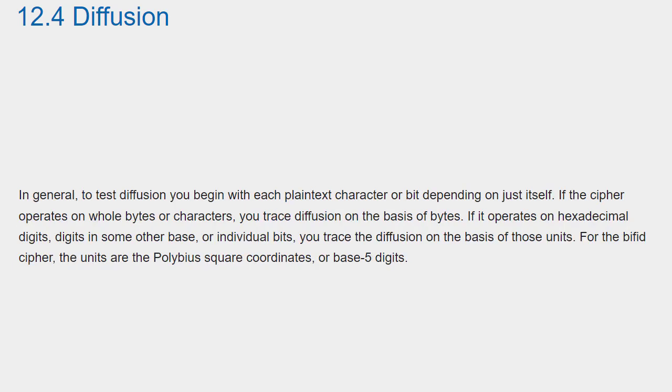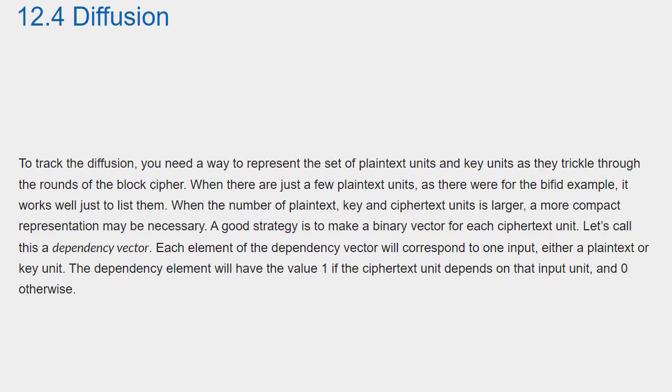In general, to test diffusion, you begin with each plain text character or bit depending on just itself. If the cipher operates on whole bytes or characters, you trace diffusion on the basis of bytes. If it operates on hexadecimal digits, digits in some other base, or individual bits, you trace the diffusion on the basis of those units. For the bifid cipher, the units are the Polybius square coordinates, or base 5 digits. To track the diffusion, you need a way to represent the set of plain text units and key units as they trickle through the rounds of the block cipher.